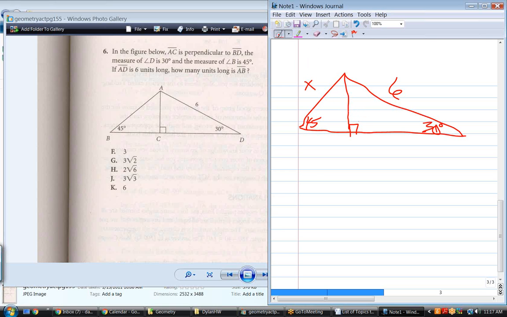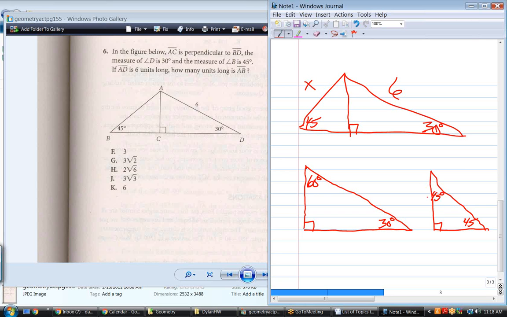Now, let's talk about these two triangles, because these are the two most important right triangles you're ever going to study. So what I want you to do, above all else, is memorize these dimensions that I'm putting. I call these my unit right triangle.